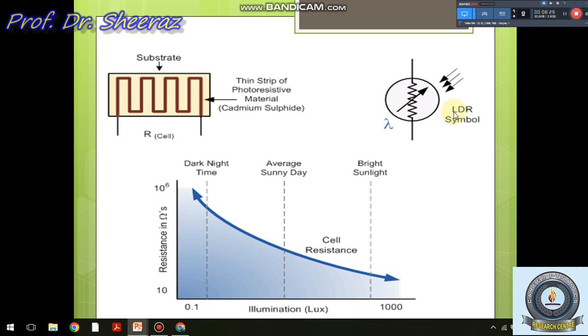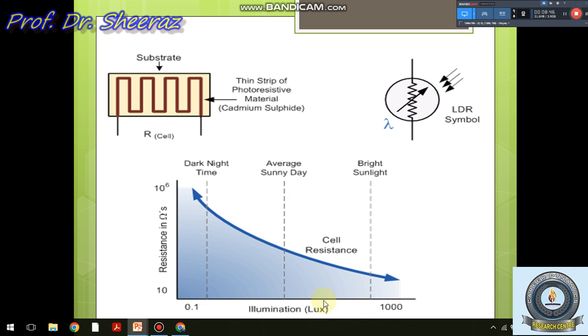This shows the LDR. The actual mechanism is because of the substrate, which is a thin strip of photoresistive material, and we can see that there are 2 terminals coming out. One is for the anode and one is for the cathode.